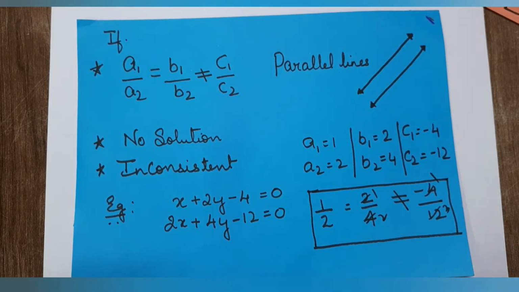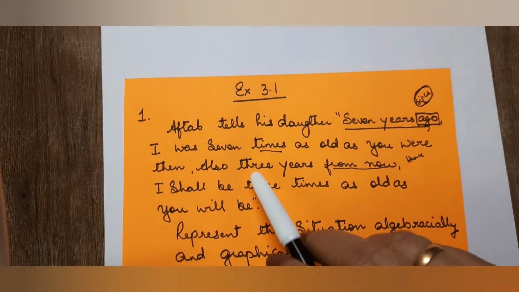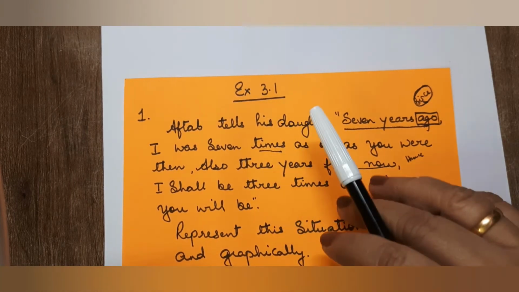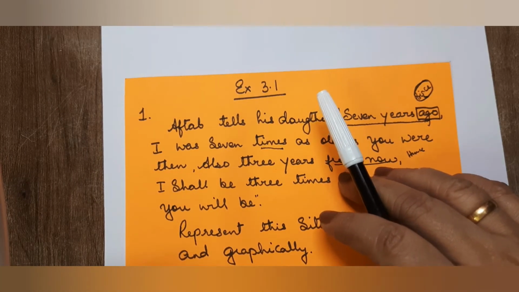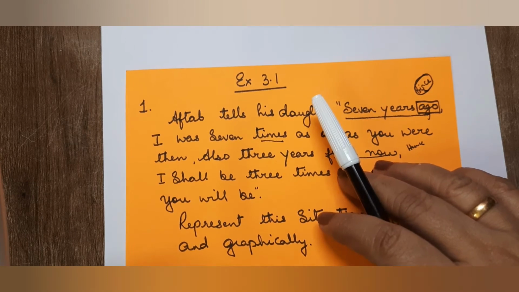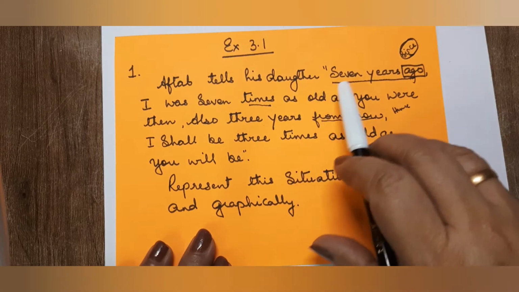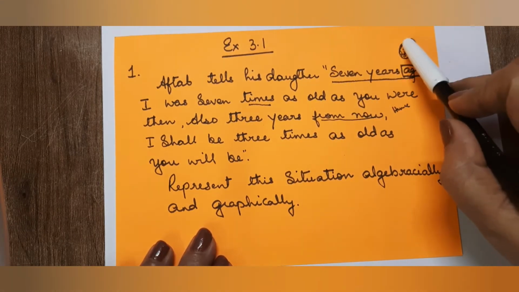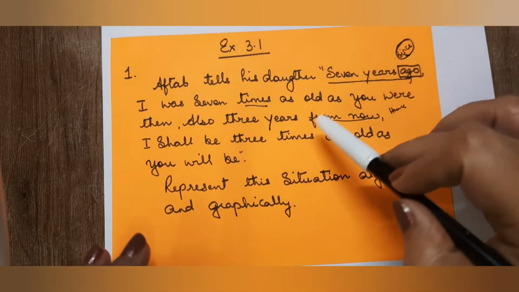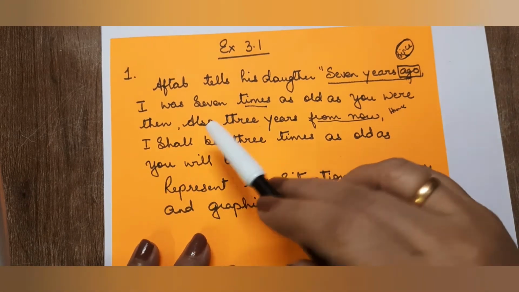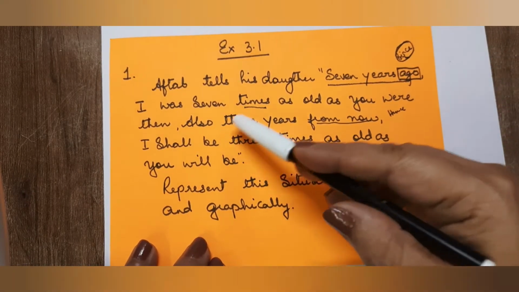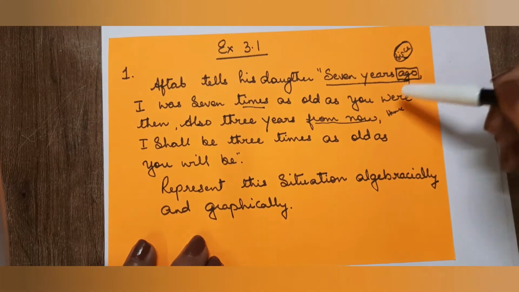With this much knowledge, we'll move on with exercise 3.1, which is a graph sum. First sum is an age sum. Follow my tricks, whatever I give, and you will be able to handle any age sum given to you. Aftab tells his daughter, 7 years ago, that is previous years, I was, that is Aftab is telling his daughter, 7 times as old as you were.